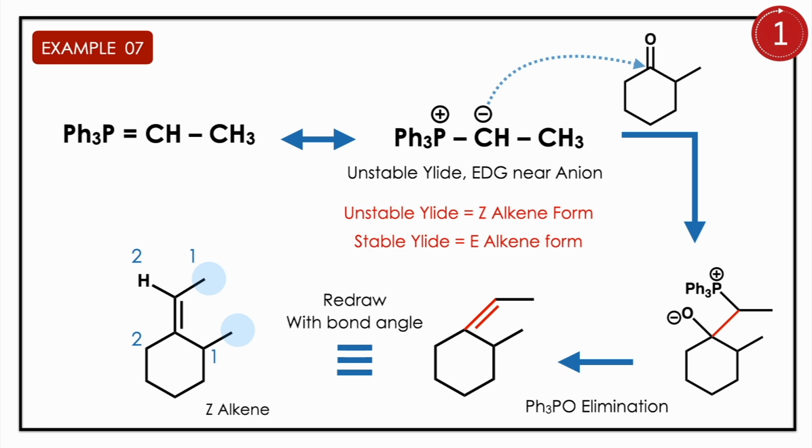So the first step will be the anion attacks the carbonyl. So nucleophilic addition reaction, new C-C bond, then phosphine oxide eliminates, and you end up with alkene. Here the alkene is Z alkene because the ylide is unstable. The concept you have to learn here is that if the ylide comes with substitution, you should be very careful about stereochemistry.